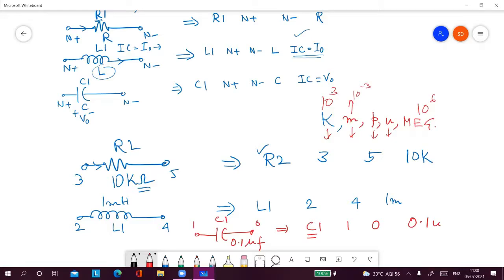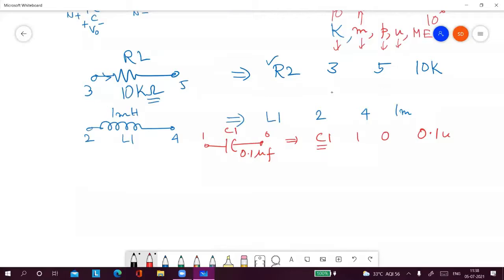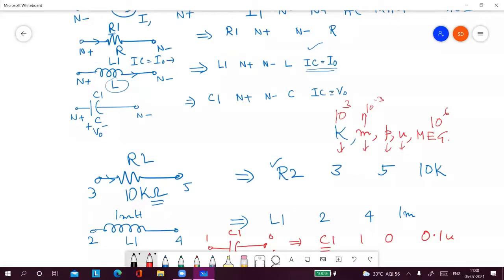All right. Similarly, you have nano, 10 to the power minus 9. It's 1 nanofarad, so you write 10 to the power n. So for, say, 1 nanohenry, you write 1n.